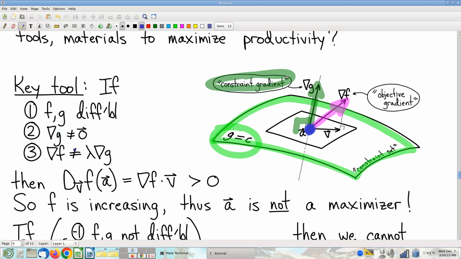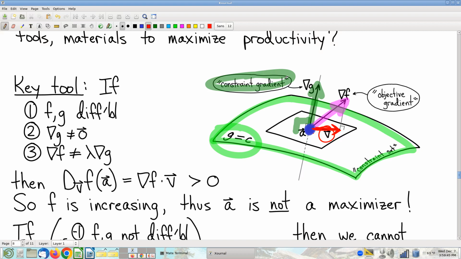Okay, there we go. Let's think about our objective gradient. That's this vector right here, and let's drop a perpendicular, as it were. Let's look at, if you will, the shadow of the gradient of f. I'm going to call that the vector v. So you look at the shadow, the projection of this objective gradient down into the tangent plane.